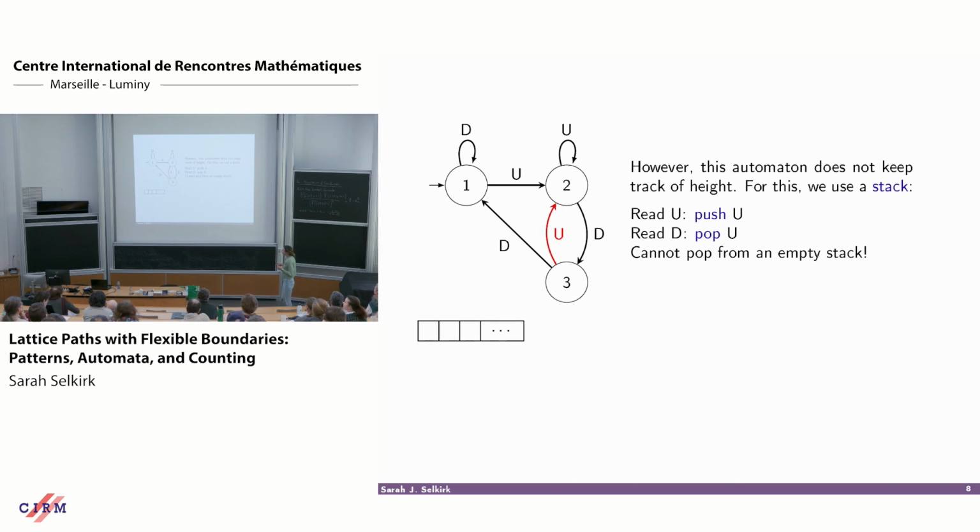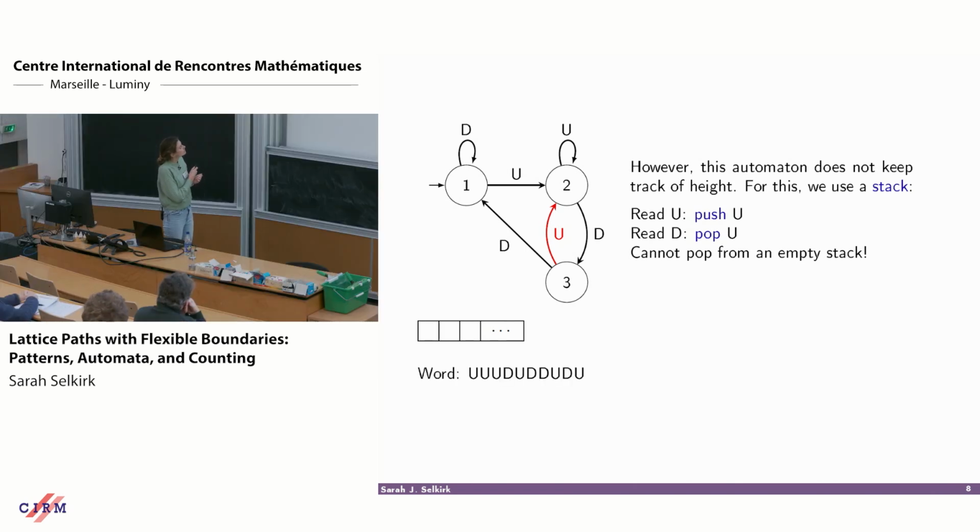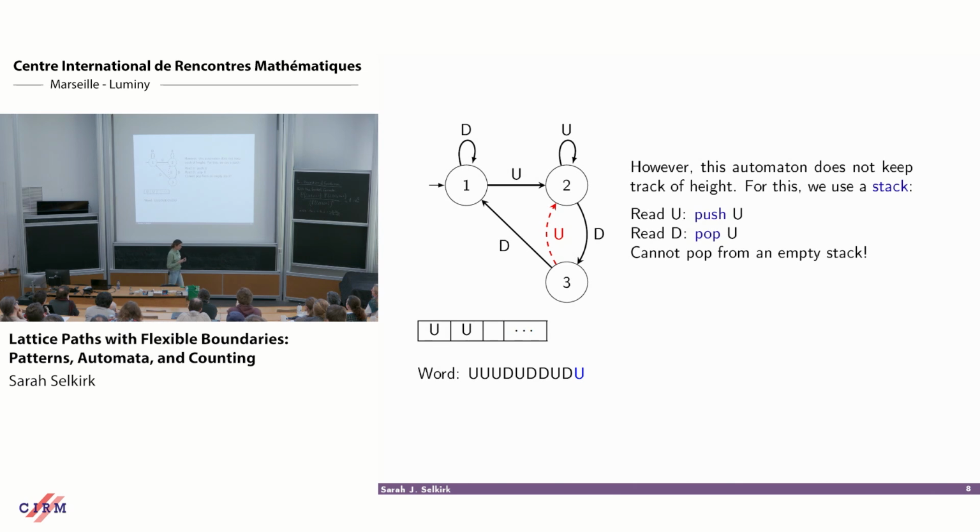So when we're reading the word that we're considering, whenever we read an up, we're going to push a U onto our stack. And whenever we read a down, we're going to pop a U from our stack. Okay, so let's just do a quick example. So we read a U, we push onto the stack, we push onto the stack, now we pop, we push, pop, pop, push, pop, push. Okay, so that's more or less how these push-down automata work.